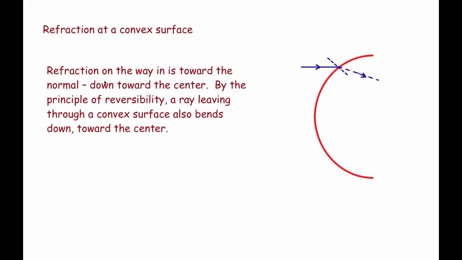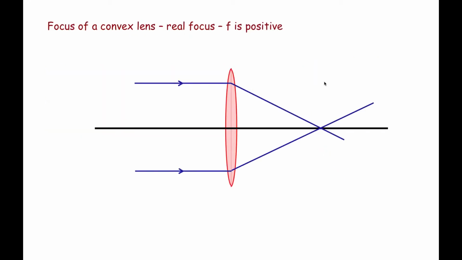Okay, so now we're going to look at the convex lens. A lens is a device that makes images by refraction. A mirror is a device that makes images by reflection. So we're going to look at how to draw ray diagrams for a convex lens. The convex lens bulges outward slightly at the center. So we're going to look first at a surface that bulges outward.